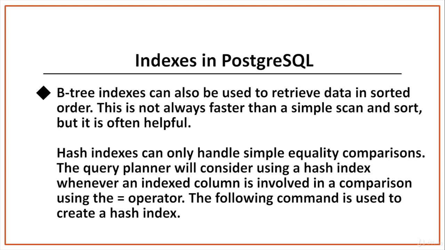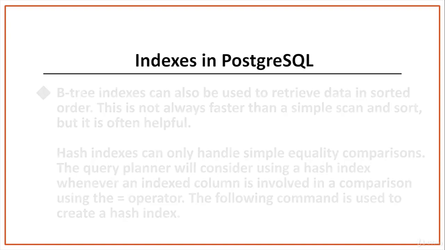B-tree indexes can also be used to retrieve data in sorted order. This is not always faster than a simple scan and sort, but it is often helpful. Hash indexes can only handle simple equality comparisons. The query planner will consider using a hash index whenever an indexed column is involved in a comparison using the equal sign operator. The following command is used to create a hash index.